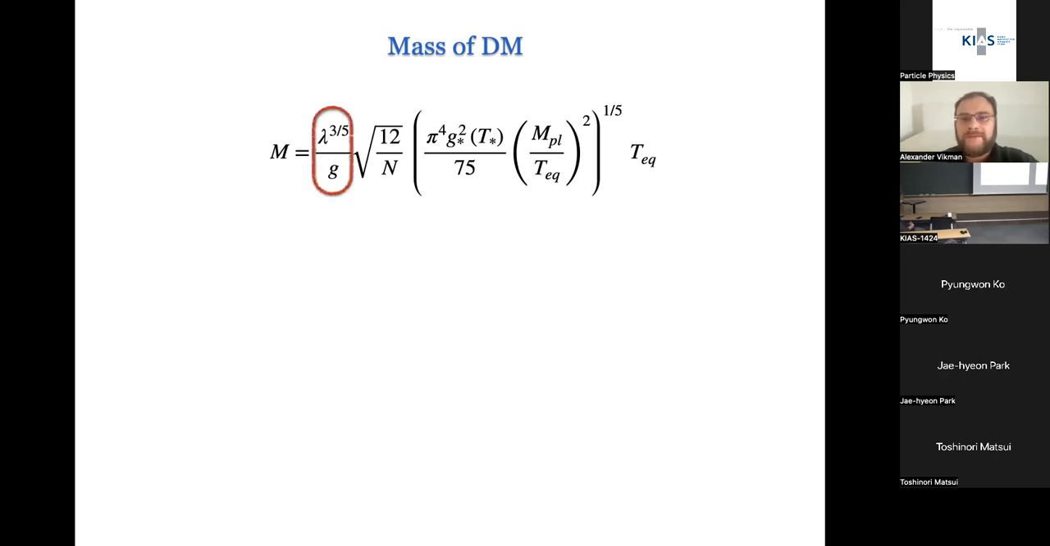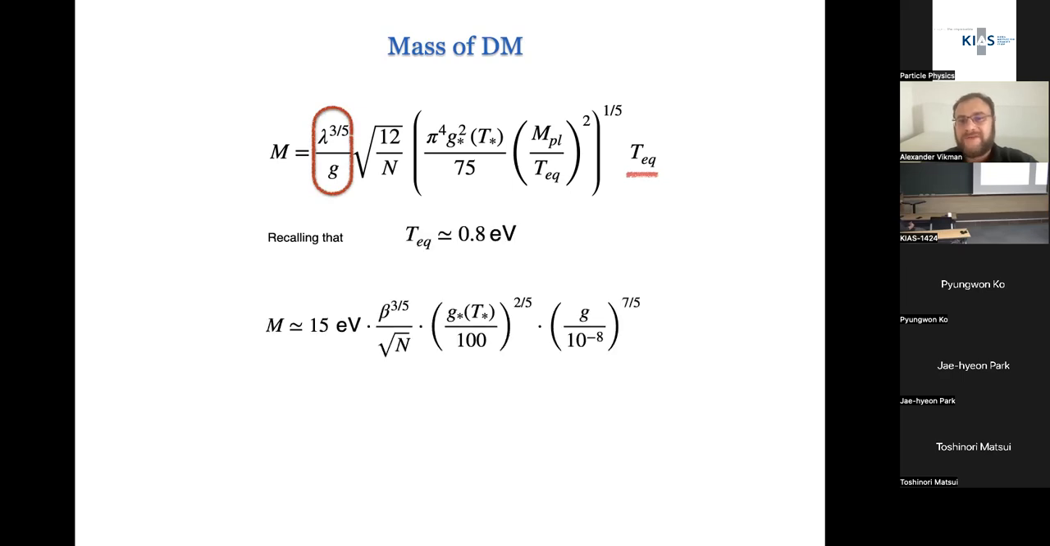And I see T equality is 0.8 eV, so therefore it's not a big surprise that this mass is roughly speaking 15 eV if you normalize it to proper scales you are interested in, proper values. So now this beta appeared. So what is this beta and why?